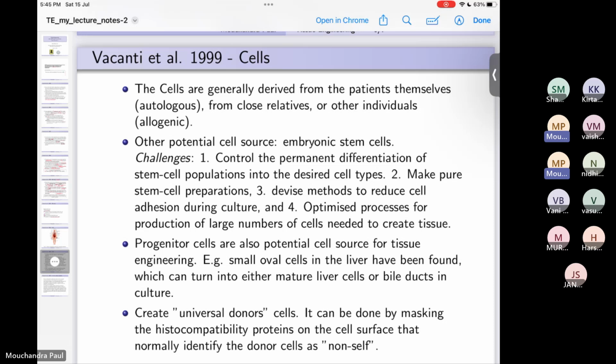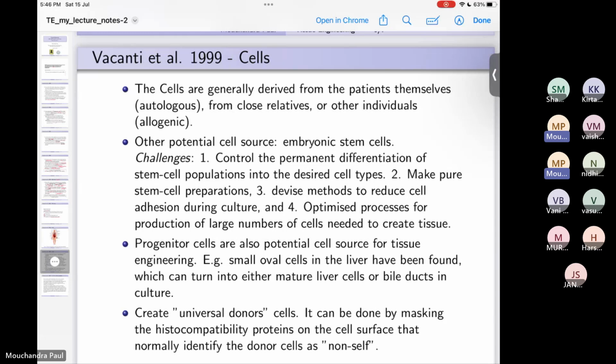Then also processes need to be optimized that help you produce these primary cells in a very large number, because primary cells take a long time to culture, and even to culture 1 million cells, it may take 2-3 weeks, and sometimes you may not have that much time. So processes, bioreactors, etc., need to be engineered in order to help these kind of processes.